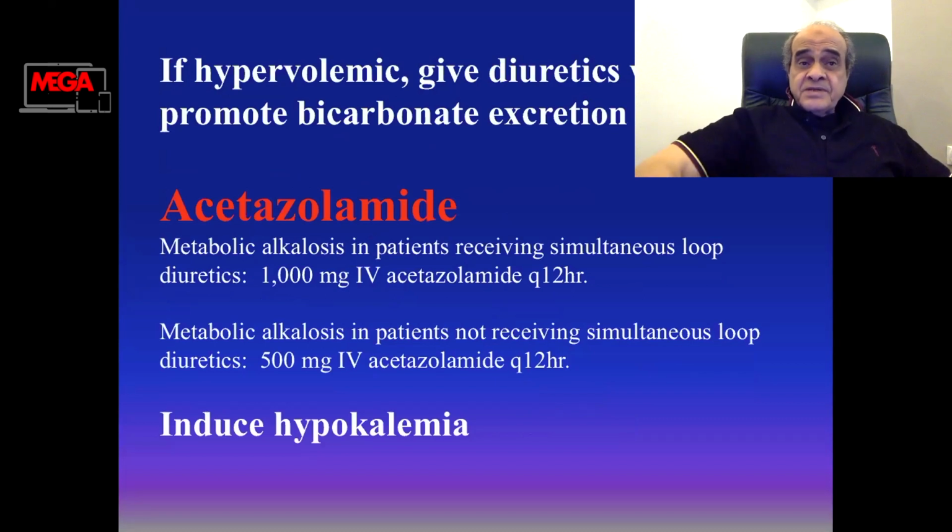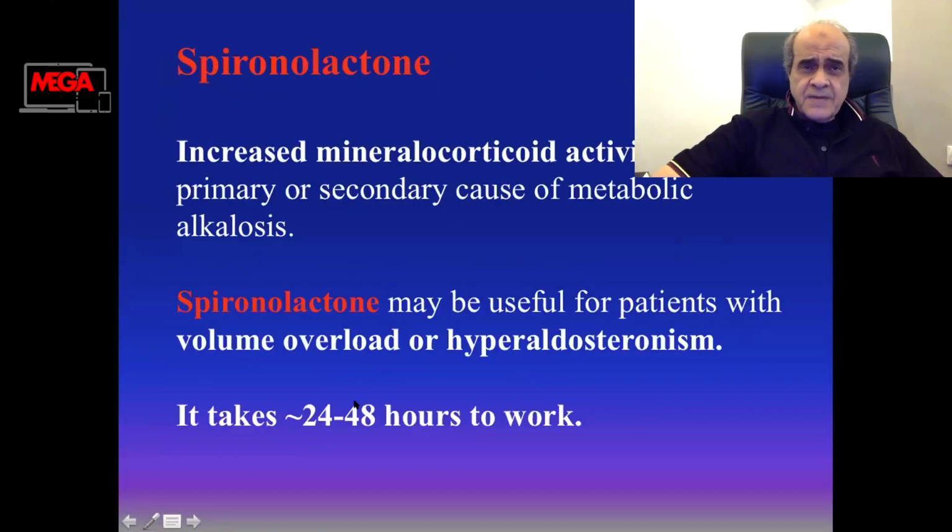If the patient is hypervolemic, you can start diuretics which promote bicarb excretion, especially acetazolamide. You can give the dose of acetazolamide 1,000 milligram IV every 12 hours if the patient is receiving other loop diuretics. If not receiving other loop diuretics, you can give only 500 milligram IV acetazolamide every 12 hours. But take care, acetazolamide causes hypocalcemia, and so you have to correct the hypocalcemia.